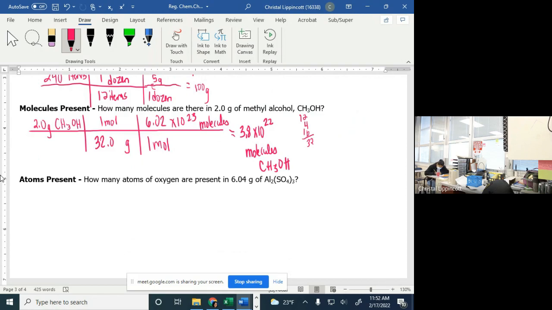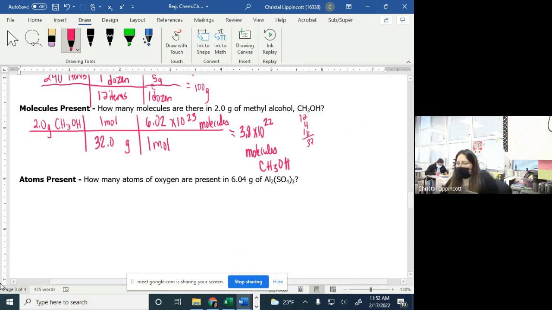This is a carbon from the periodic table. It's 12. The hydrogens are one each, and I've got 4 of them. And then the oxygen, I've got one of them at 16. Good? Okay. Anybody else? We good? Everybody's happy? Okay.